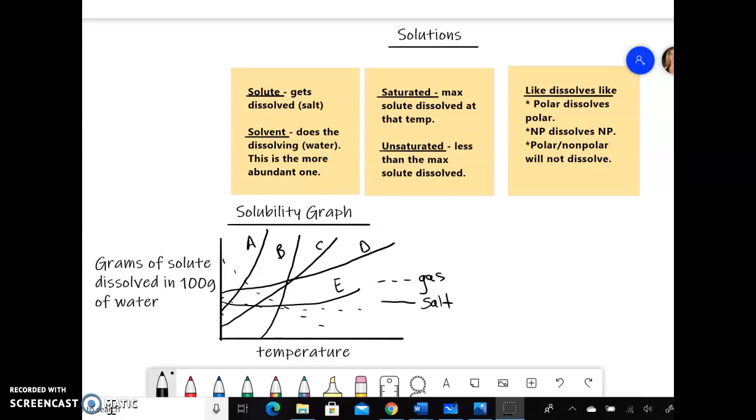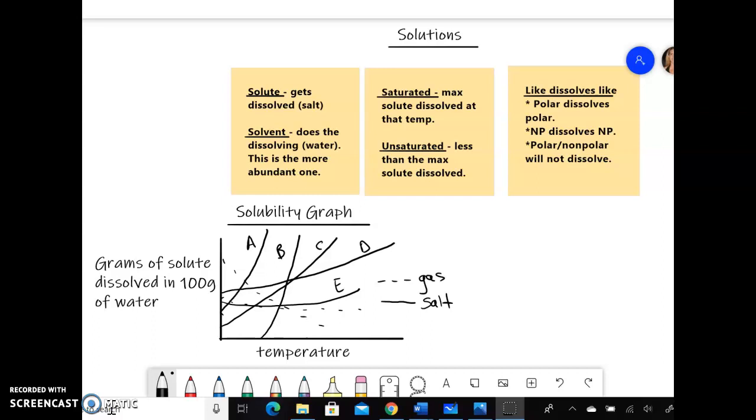A lot of times it's a solid dissolved into a liquid, but it's not always. It can be a gas dissolved into a liquid. That's what your soda is when you have carbonated beverages. It can be solids dissolved in solids. It can be basically any state of matter dissolved in another state of matter. But most of the time in chemistry, we're going to dissolve solids into liquids.